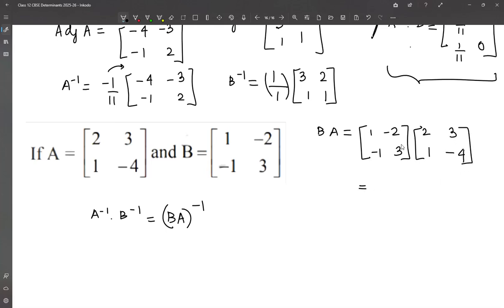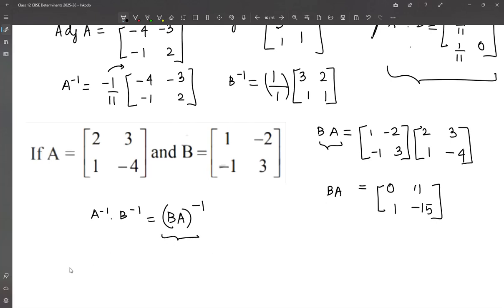That should be equal to 1 into 2 minus 2, so the first element is 0. 1 into 3 minus of minus, so this becomes plus 8, so 11. Next is minus 2 plus 3, which is 1. Minus 3 minus 12 is minus 15. So this is the BA matrix, and we need to find the inverse of it.